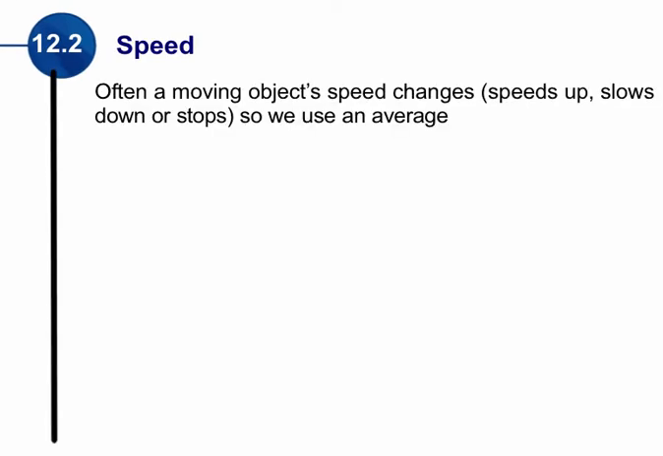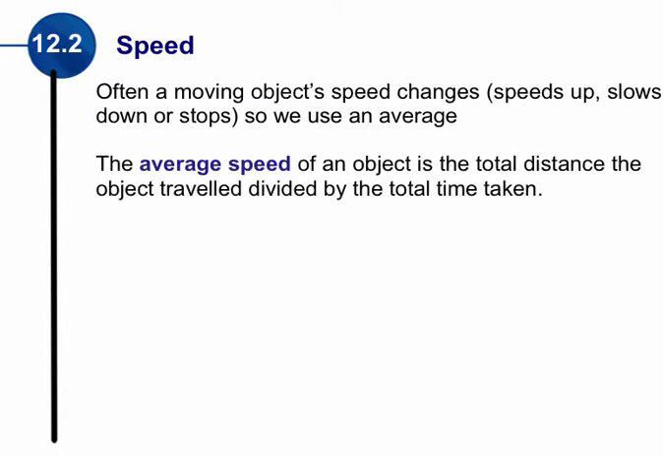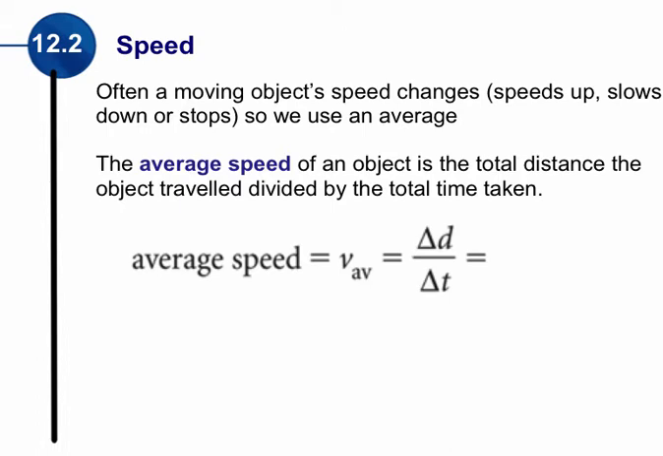Often when an object is moving, though, it is not traveling at a constant speed. Its speed is changing, slowing down, speeding up along the way. So when we're calculating speed, we're going to use an average speed. The average speed is given as the total distance an object travels divided by the total time taken. Total distance divided by total time. An average speed is actually a formula, and we can use this symbol, and this is what we're going to use. Average speed, v_av, is going to represent average speed, and average speed is delta d, the total distance, divided by the total time.